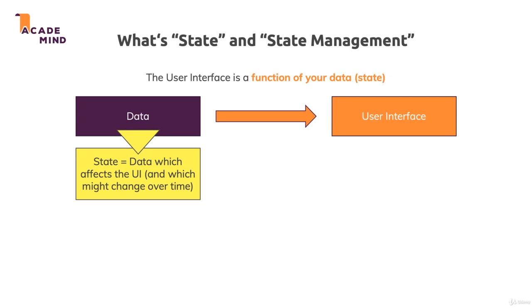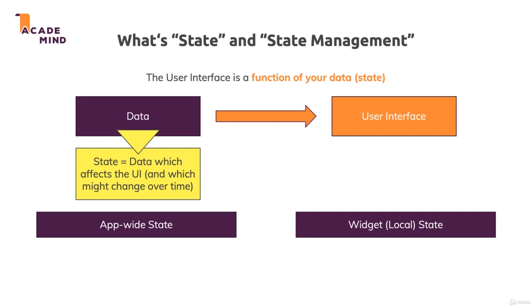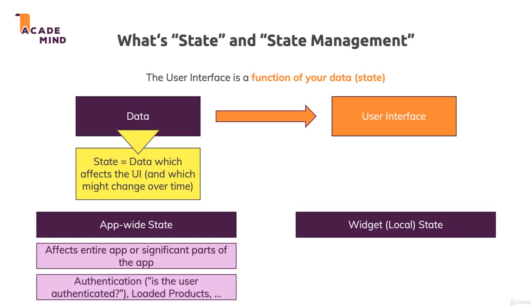Now for state, you have a couple of different kinds of state, and that's not a hard separation you have to learn. It's just helpful for understanding what I mean when I say state. We have application-wide state, and we have widget or local state. Now app-wide state, as the name suggests, affects the entire application, or at least large chunks of the app. And examples here would be the authentication status of a user. Is the user authenticated?